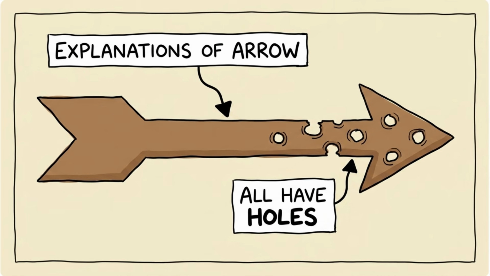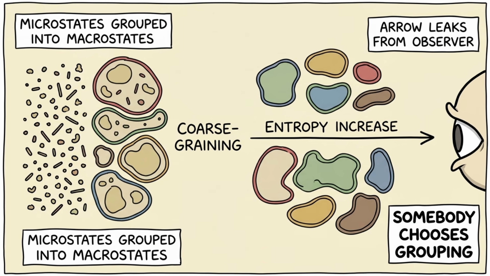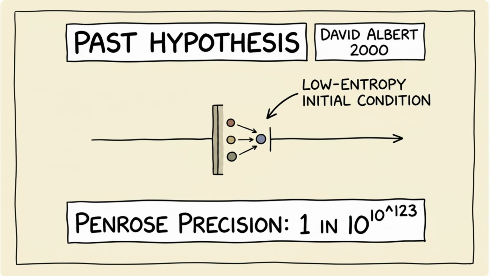Which leaves the explanations of the arrow, all of which have holes. Coarse graining derives entropy increase from grouping microstates into macrostates, but somebody has to choose the grouping. So the arrow leaks in from the observer. The past hypothesis, named by David Albert in his 2000 book Time and Chance, simply posits an extraordinarily low entropy initial condition. Penrose put the required precision at 1 part in 10 to the power 10 to the power 123, and posits is the operative verb.